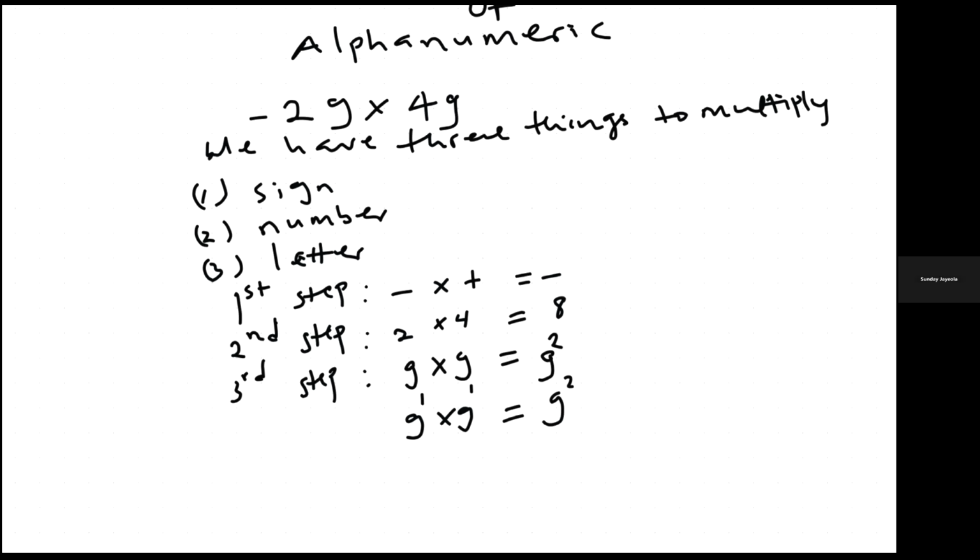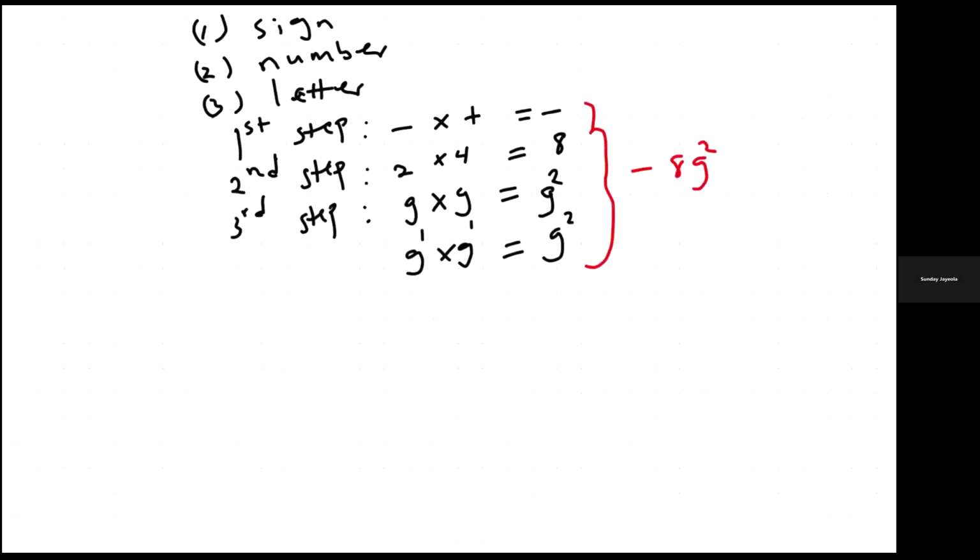So in overall, if we are to sum these three together, we know that it becomes negative 8g raised to power 2. We're going to have another example to make it easier for us. Take 2g raised to power 2 multiplied by negative 4g.